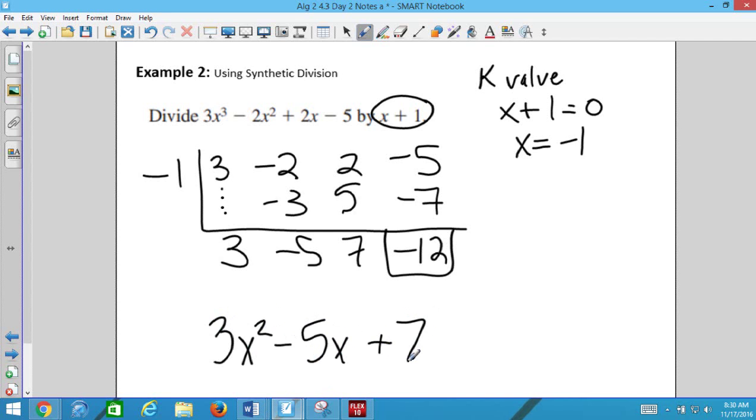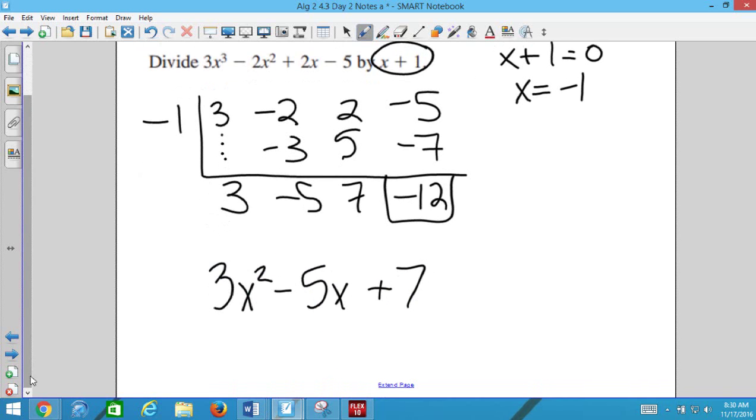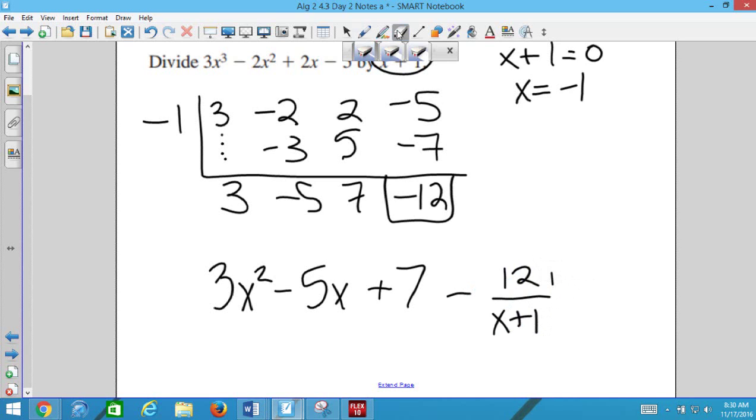Then you can write plus and then have a -12 over x plus 1. So you could put plus and then the -12 on top, but you could also just write minus because it's a -12.